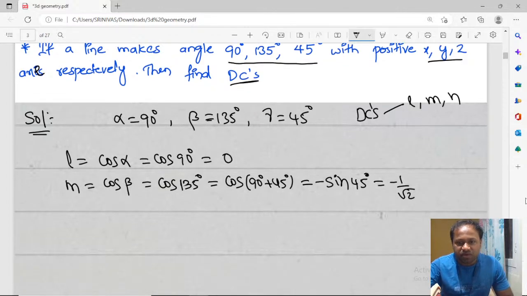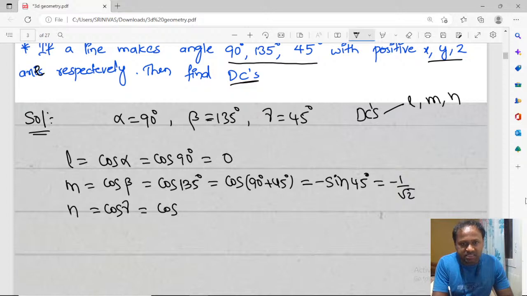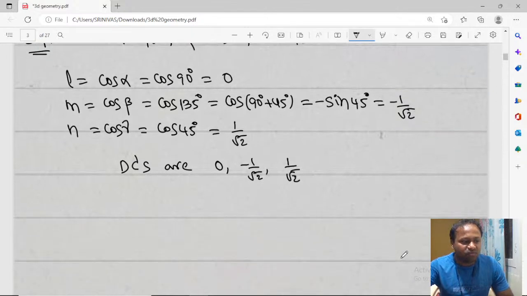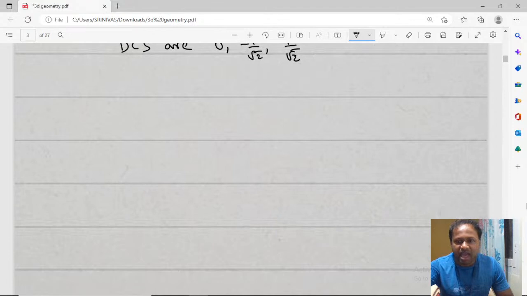Okay, so next n value is equal to cos gamma. Cos gamma is nothing but cos 45 degrees, that is equal to 1 by root 2. Okay? So direction cosines, what will they be? 0, minus 1 by root 2, 1 by root 2. These are the direction cosines. Okay? Similarly, one more question will be there as it is.